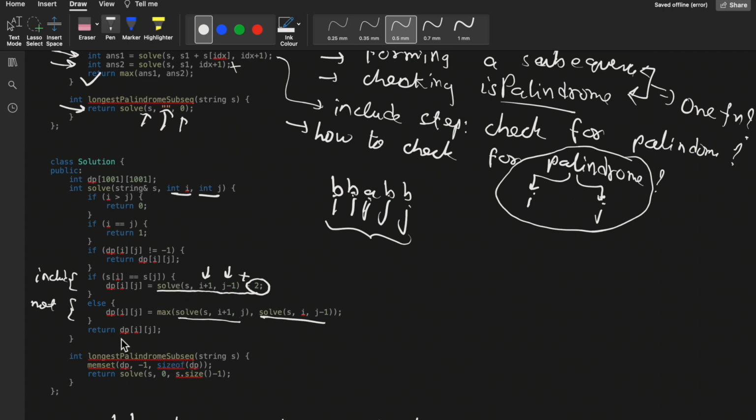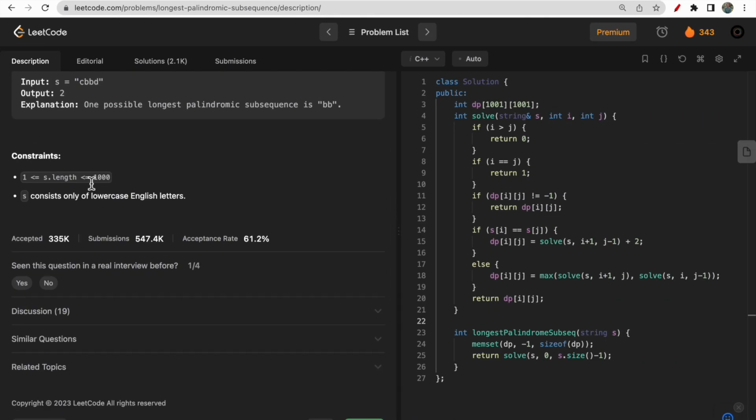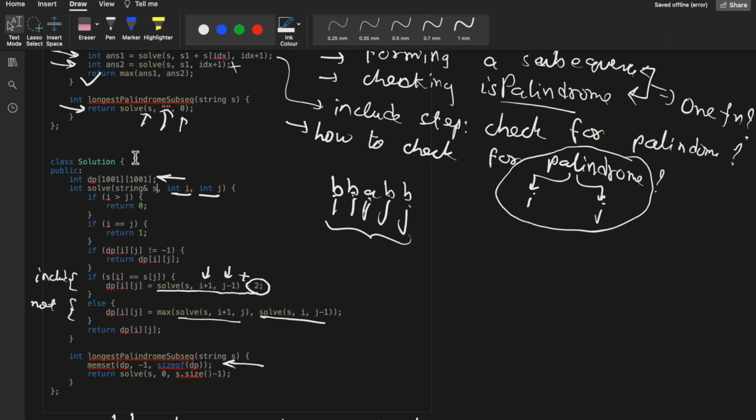Okay, now instead of storing the subsequence, what if we store the length for each combination of i and j? We can store the answer. So for that we took this 2D dp array. Since if we look at the constraints here, the constraints are of 1000, we took a dp of 1001 by 1001 to store different values of this i and j.